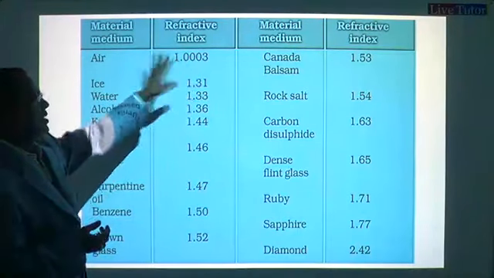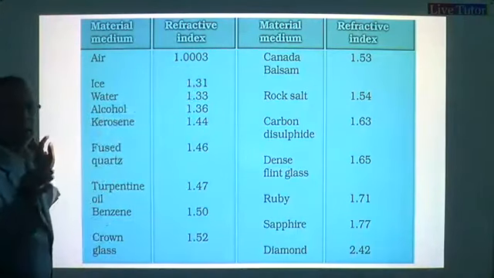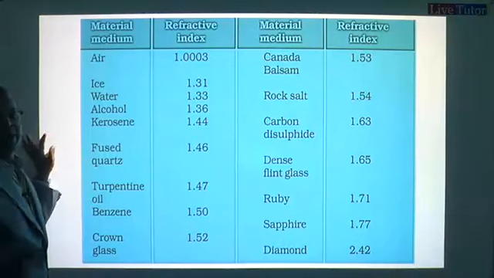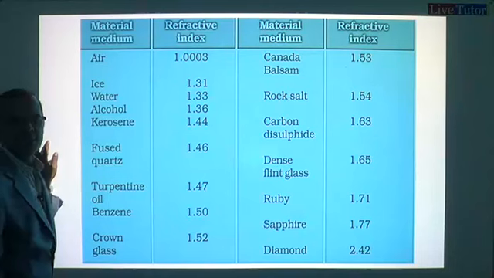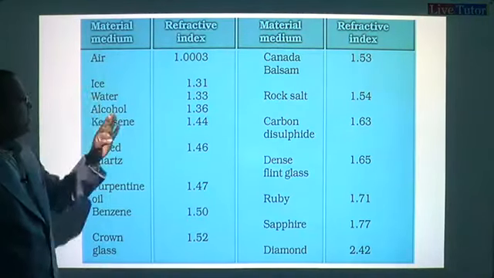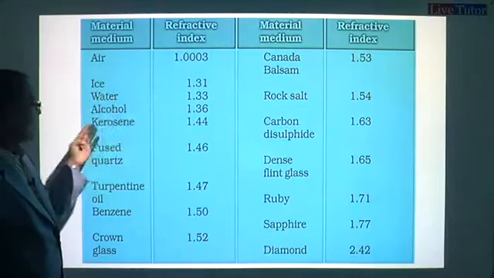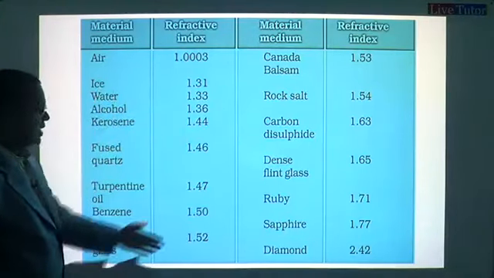Actually it is 1. It is considered to be 1 because we are comparing the refractive index of air with the speed of light in air with the air. It means naturally it will be C by C, it is 1, isn't it? So it is 1. And similarly for ice, water, alcohol, kerosene, all these materials are given.